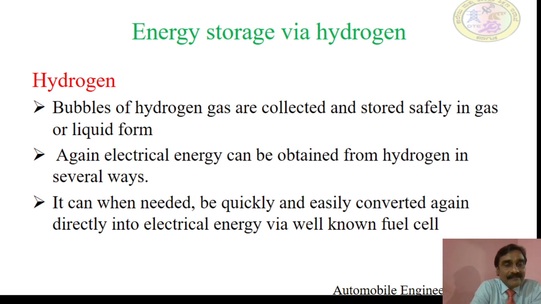Again, electrical energy can be obtained from hydrogen in several ways. There are many methods of using hydrogen to get electricity. One method is the fuel cell. What is a fuel cell? A fuel cell is an electricity producing device. When we supply hydrogen and oxygen to the fuel cell, it produces electricity. We use these fuel cells in automobiles also.